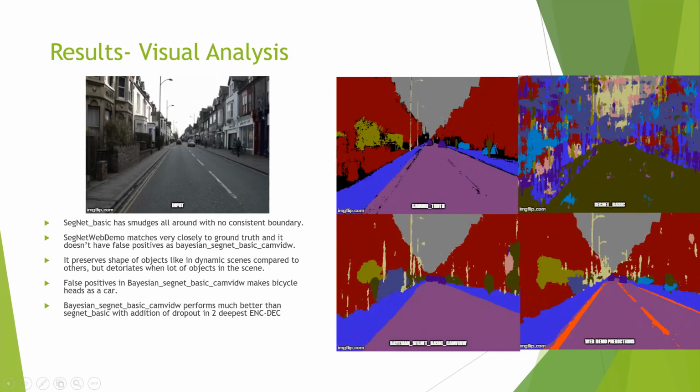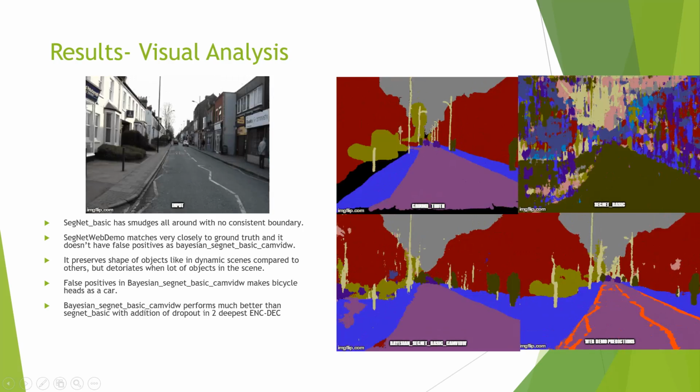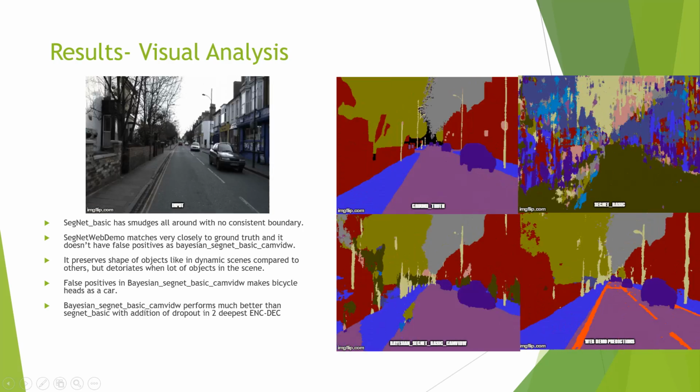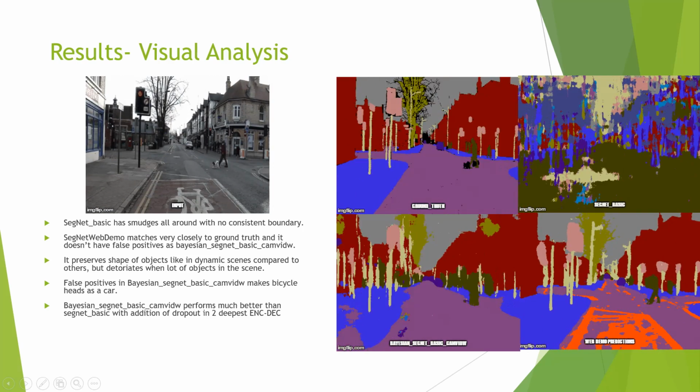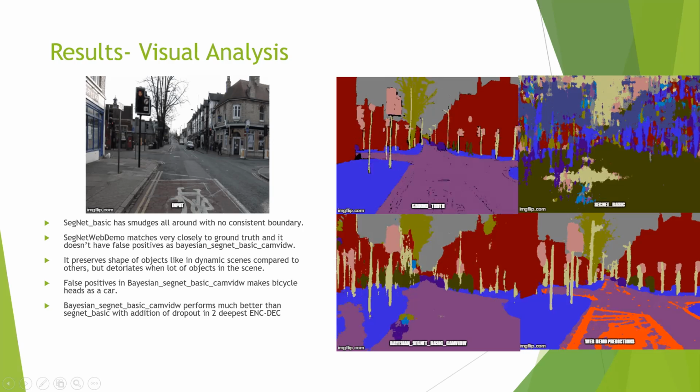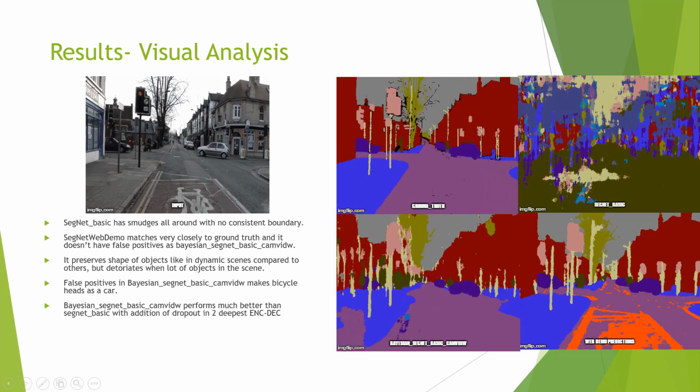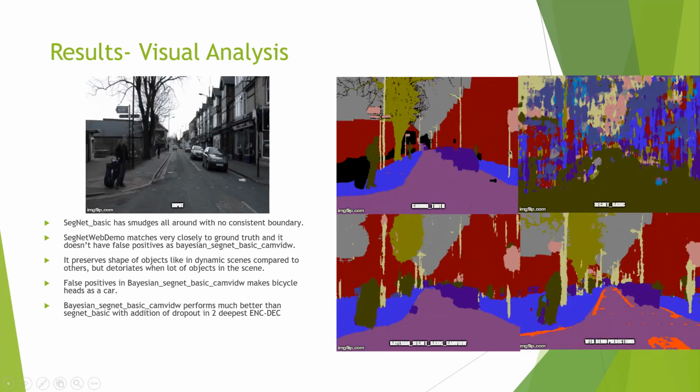This is a ground truth version and this is the input image. It matches very closely to the ground truth and does not have false positives, as Bayesian SegNet does. It shapes the object like in a different dynamic scene compared to the other, but it already has lots of objects in the scene.